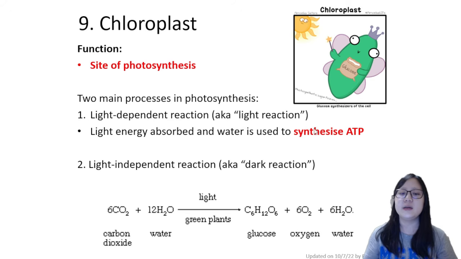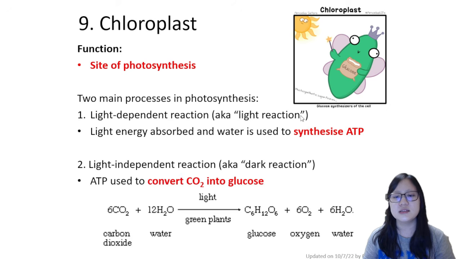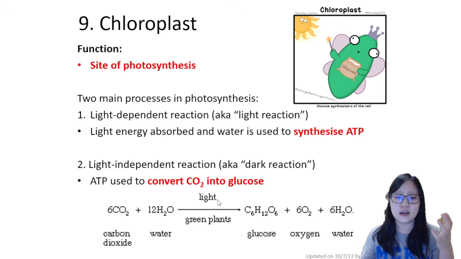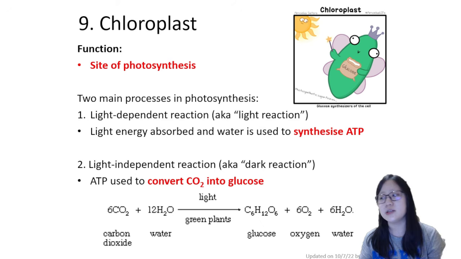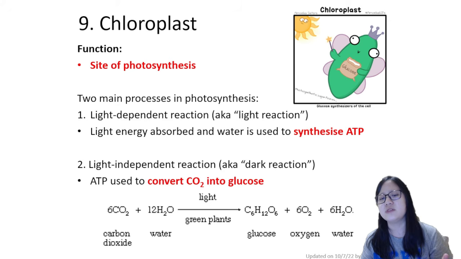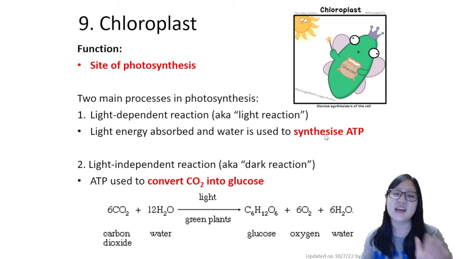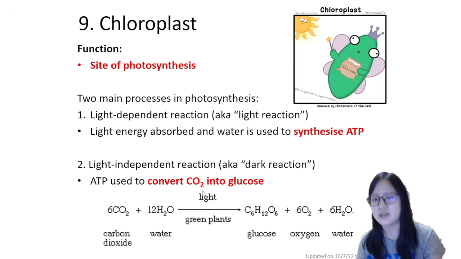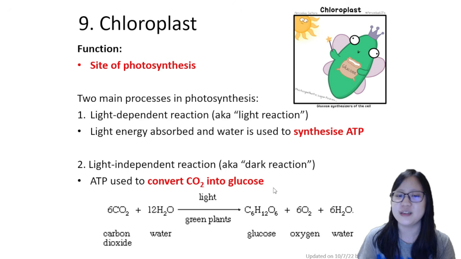But this ATP is used inside the chloroplast to convert carbon dioxide into glucose in the light-independent reaction. The conversion of carbon dioxide into glucose is called carbon fixation. And you don't need to think about these terms like dependent and independent right now. You just need to know that it synthesizes ATP. So photosynthesis converts carbon dioxide into glucose. So only the red and bold words here.